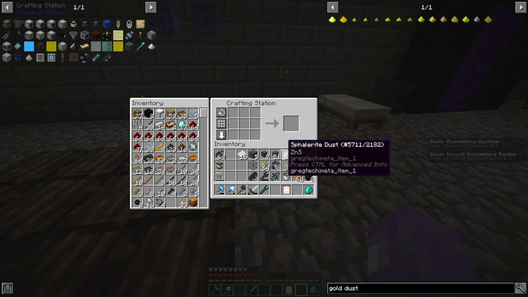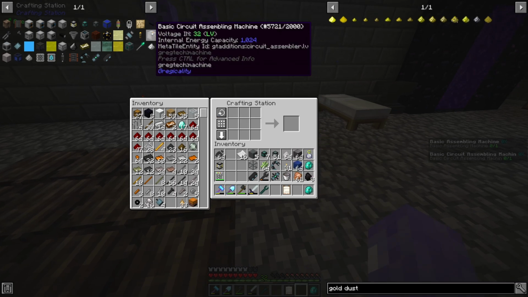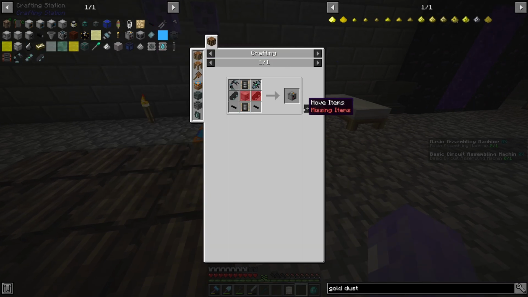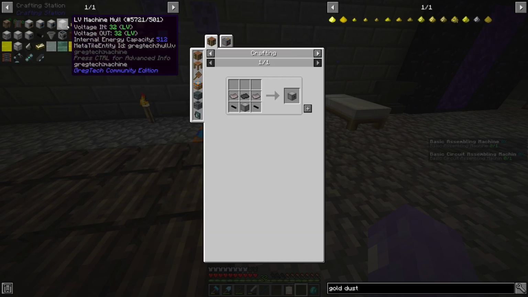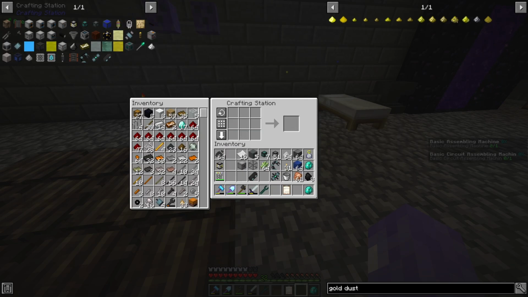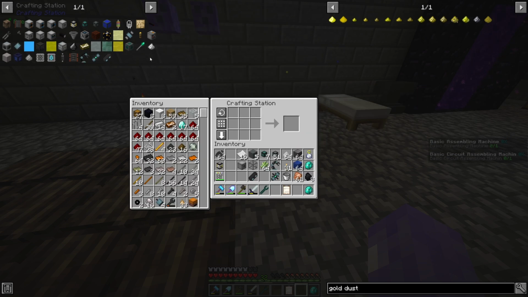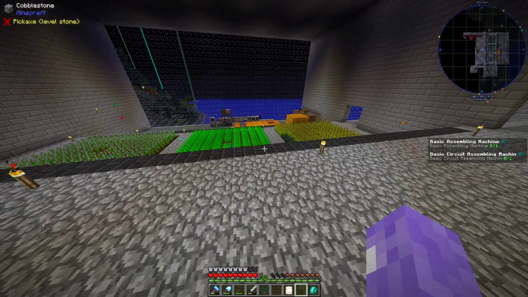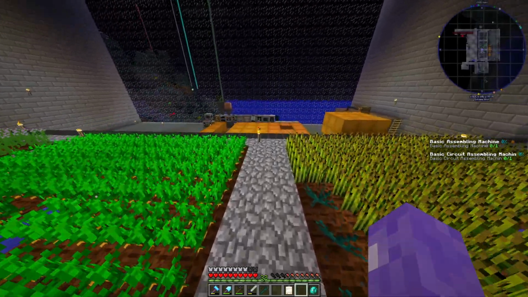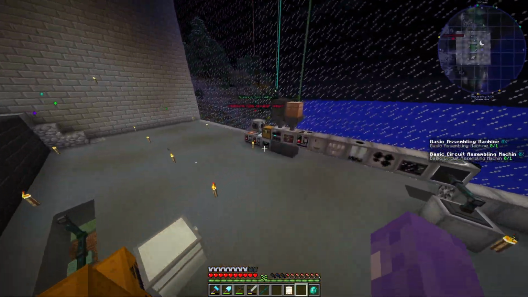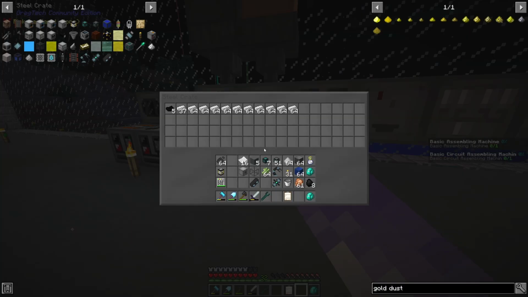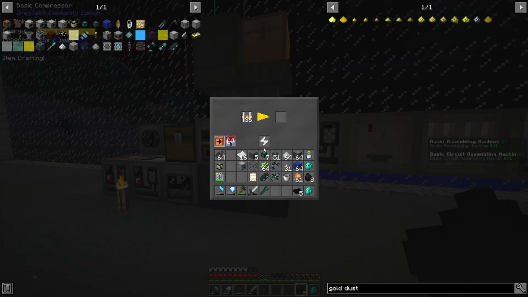I don't know why it won't let us save that recipe for the circuit assembler. Do I already have it? Oh, I do. That would be the reason. LV machine hull. Very cool. And then, yeah, last thing we need here is our last conveyor module for these circuits. And this should allow us to make more of the LV circuits at a much cheaper recipe rate, hopefully, and it should be a lot easier. So got that to look forward to.